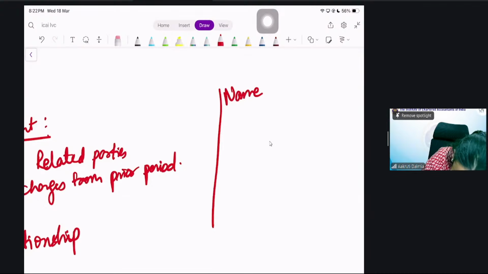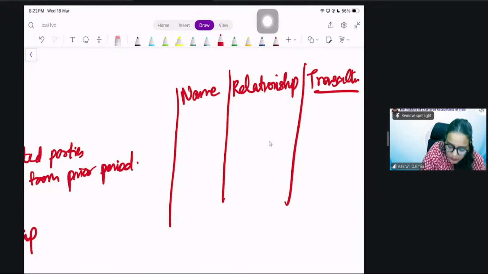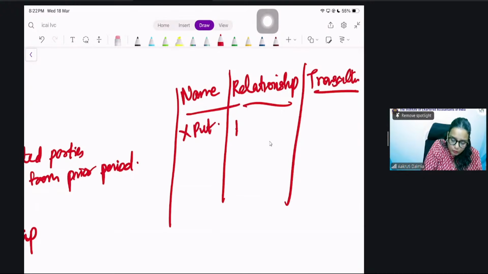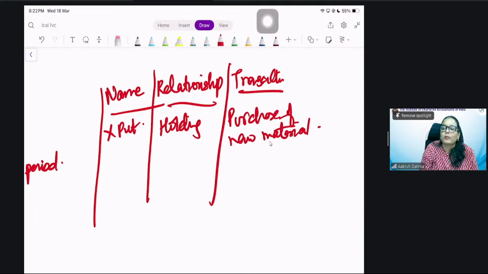Name, relationship. And third will be, very naturally, transaction, which means X Private Limited, relationship: it's my holding company, transaction: purchase of raw material. Like that, you will get a list from the management. This is your first job. Before you do anything else, this is what you need.